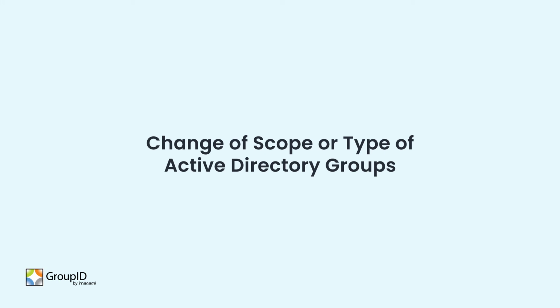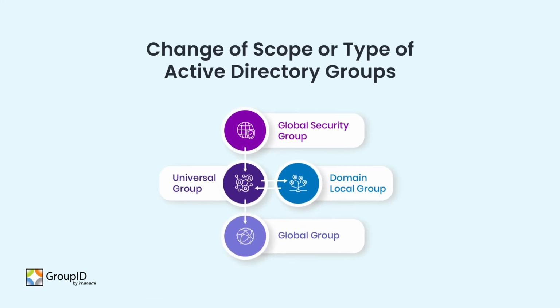You can change the Active Directory group scope or type, but there are several conditions, as follows. Convert global security group to universal group. You can convert a global security group to a universal group if the group is not part of another global group. Convert domain local group to universal group. You can convert a domain local group to a universal group if another domain local group is not added to the list of its members.